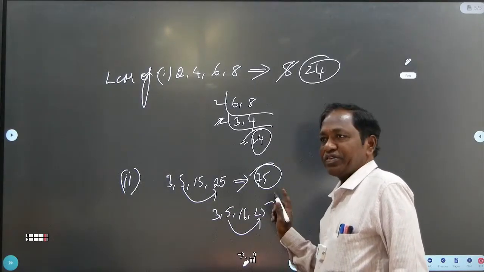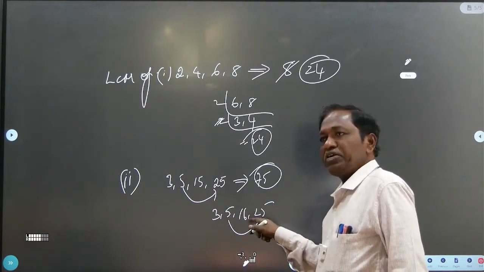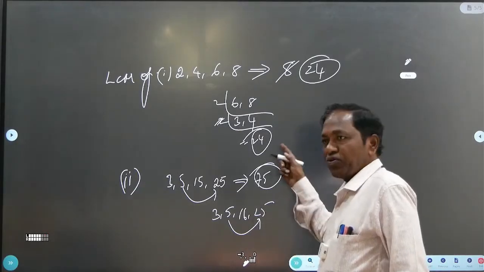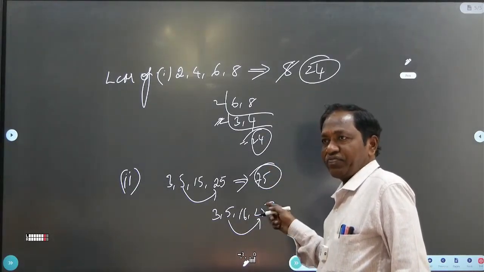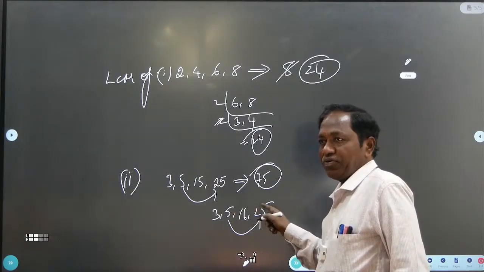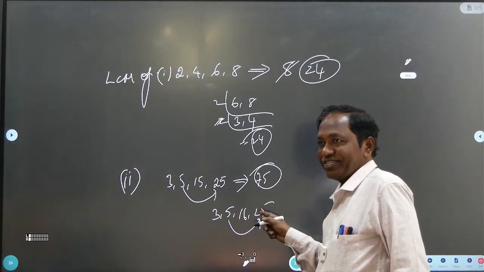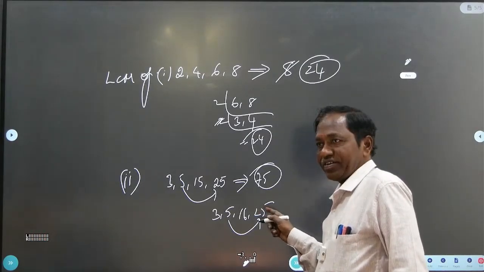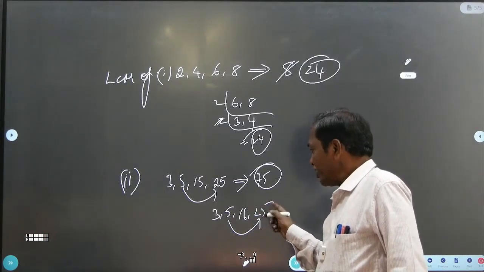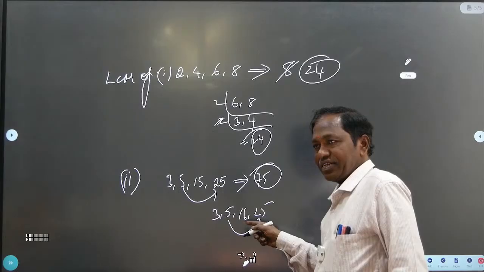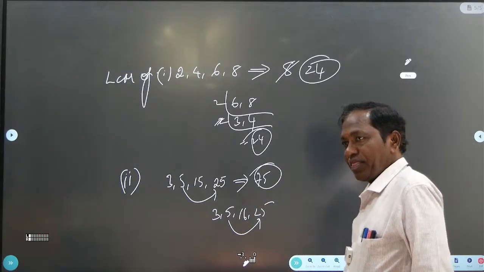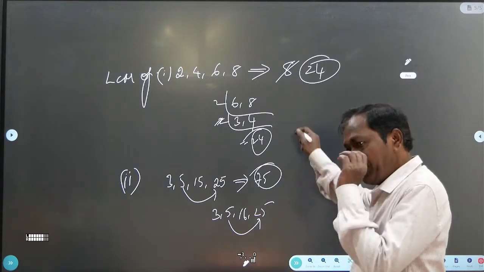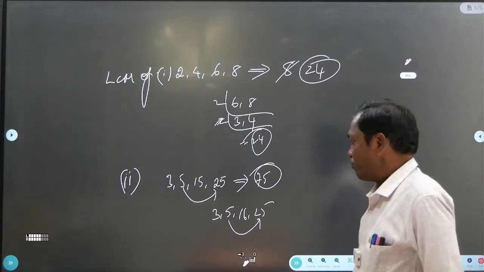25 is not a multiple of 3. 25 is not a multiple of 16. Again, you have to go to the next. 50, 50 is also not a multiple of 16. 75, no. 100, no. 125, no. 150, no. 175, no. 200, check that, it's not possible. It goes to a very big number now. Now you have to do the traditional method.